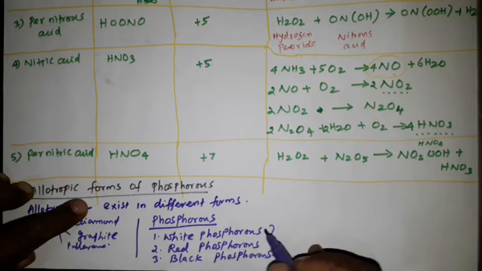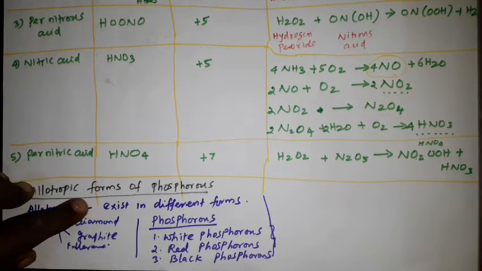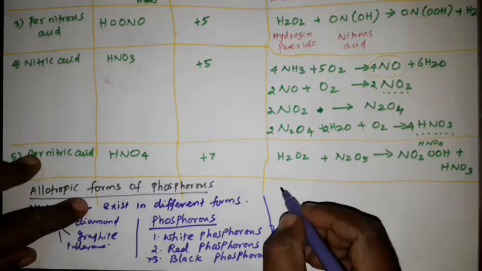See, first one is white phosphorus. In our state board syllabus, you need not study this black phosphorus. We have to learn about white and red. But for your knowledge, you can learn black also. But here we are going to discuss white and red phosphorus. So first one is white phosphorus.